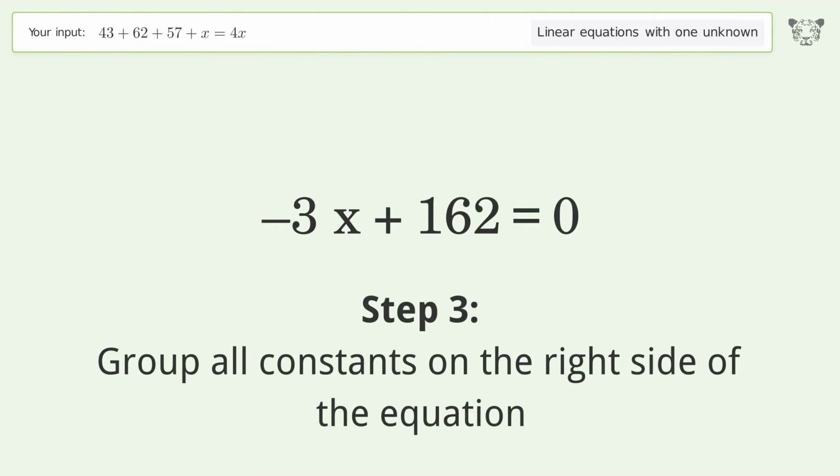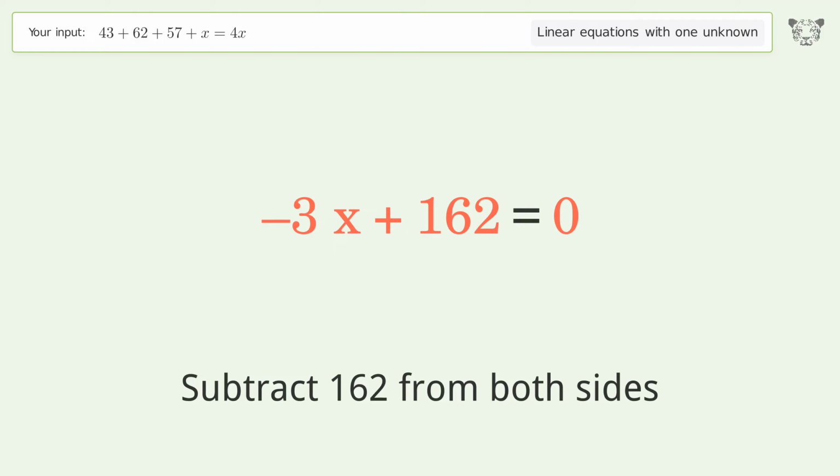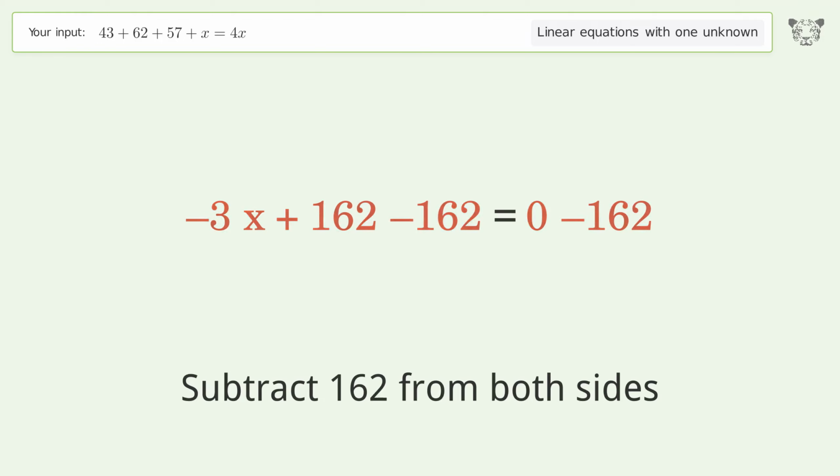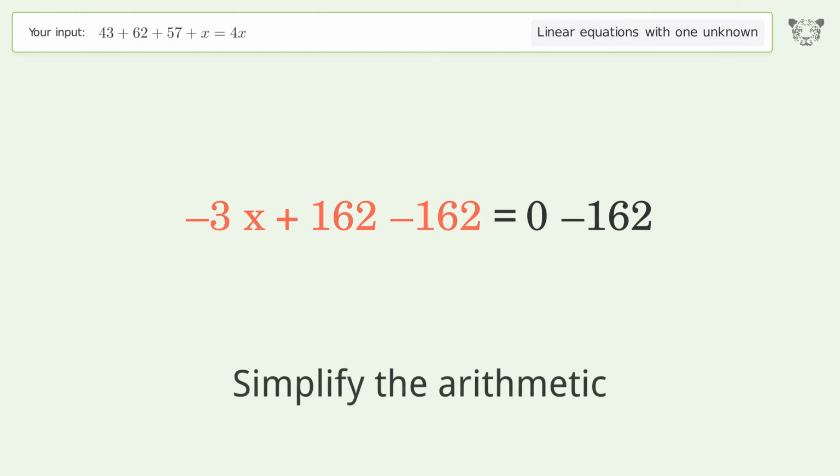Group all constants on the right side of the equation. Subtract 162 from both sides. Simplify the arithmetic.